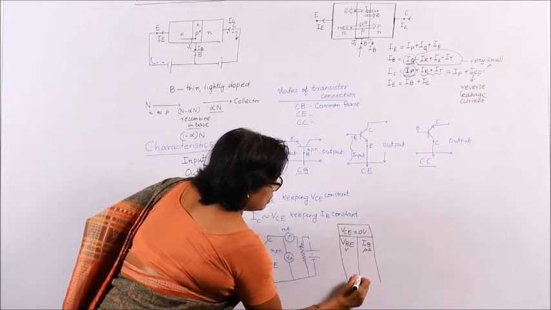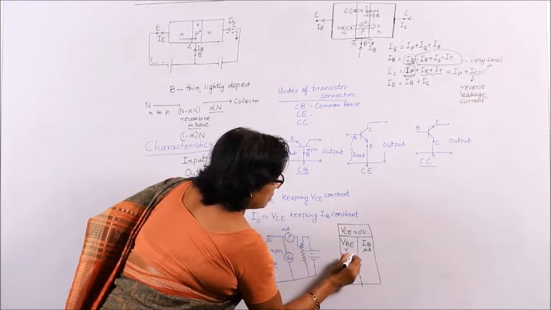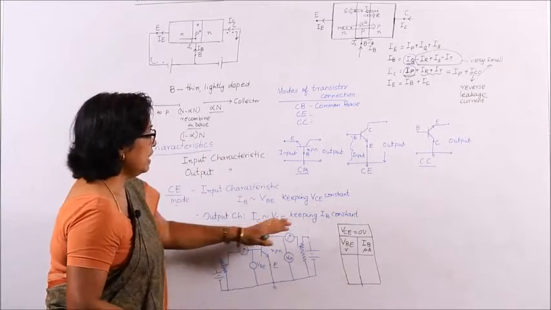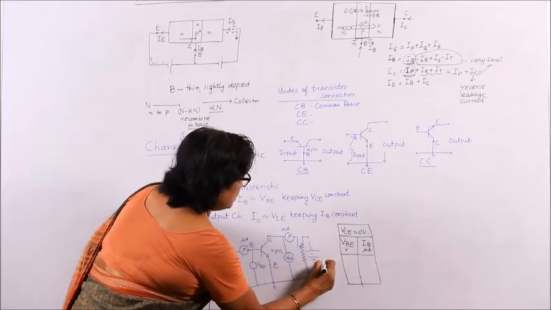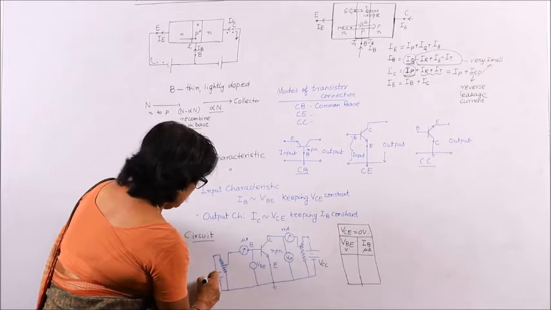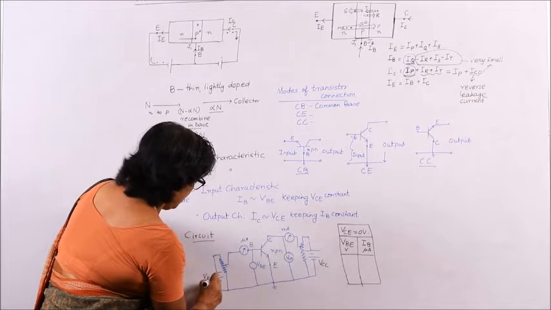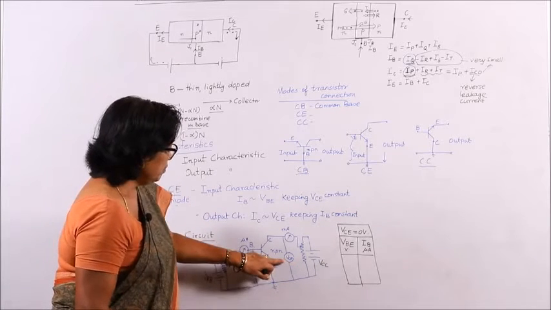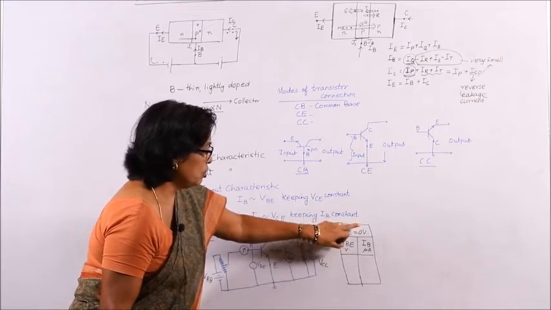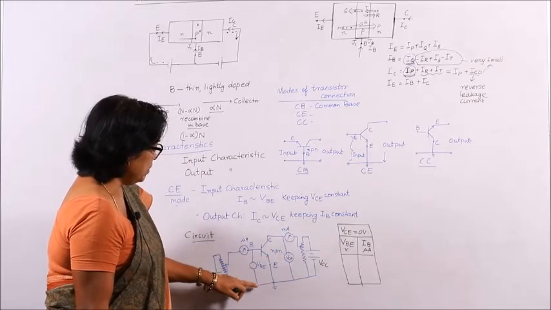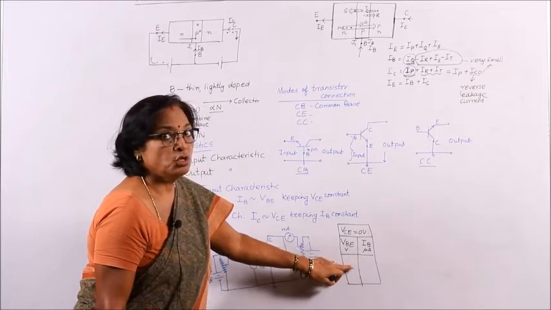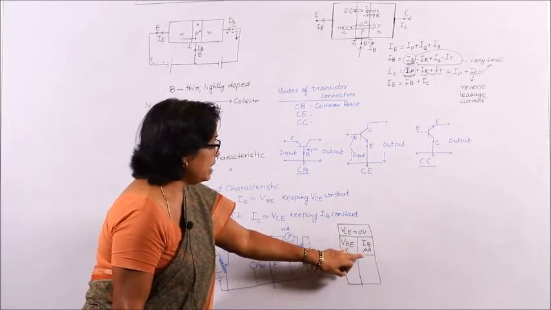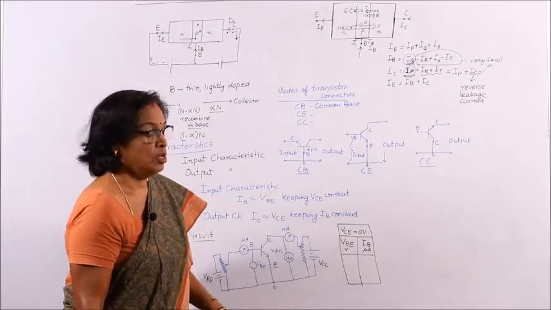So, first data you take, let us say keep the collector emitter voltage, this is VCC, this battery is called VBB. So, VCE is kept at 0 volt, base emitter voltage is changed gradually 0, 1, 2, 3, 4 like that, and you measure the base current.